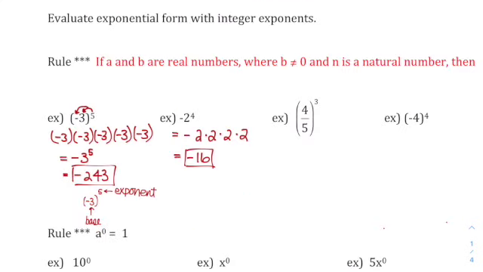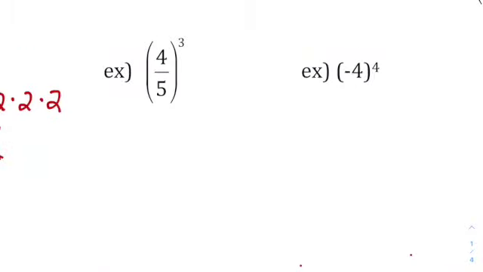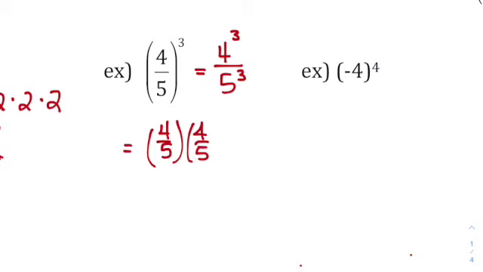Example number 3, or the third one, follows the rule exactly. In this case, there are 2 ways of doing it. Number 1 is just thinking about this thing happening 3 times. I want you to imagine this, not just follow the rules, but think about this as actually 3 times. So it's 4 to the 3rd power and 5 to the 3rd power, so you can split them up. Or another way you can think about it is 4 over 5 times 4 over 5 times 4 over 5.